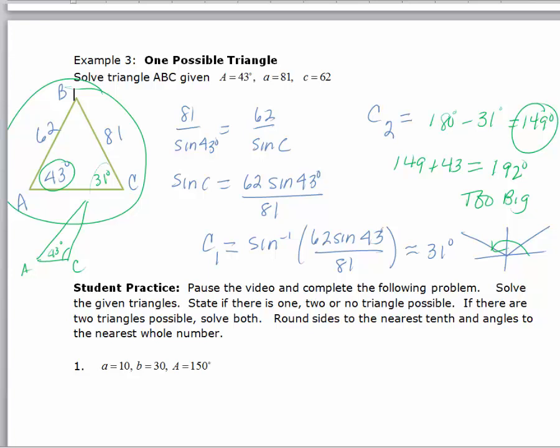We start off by finding our acute angle. We know that's going to give us one triangle. We assume there's a second triangle, or at least try to find it by finding C2 by subtracting the acute angle from 180 to find that second quadrant angle. If when you add that to the given angle of the problem you are over 180, then you do not have enough room for a second triangle.